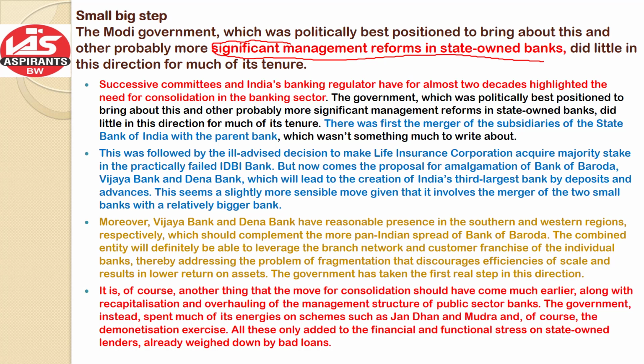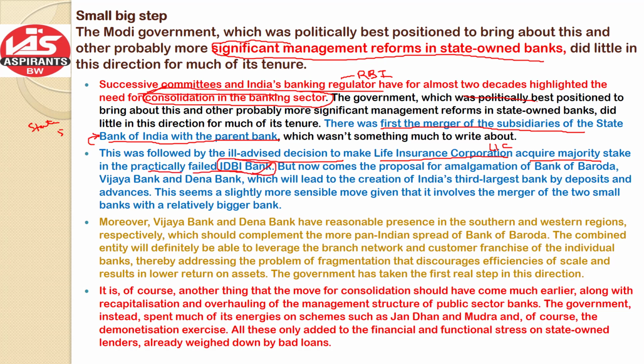So first of all, author starts by saying that successive committees and India's banking regulator, that is RBI, have for almost 2 decades highlighted the need for consolidation in the banking sector. And therefore, there was first the merger of subsidiaries of State Bank of India with the parent bank. So that was the first merger, and it was followed by the ill-advised decision. So the author thinks the second decision was not a good decision when Life Insurance Corporation, that is LIC Limited, acquired majority stake in the practically failed IDBI Bank.